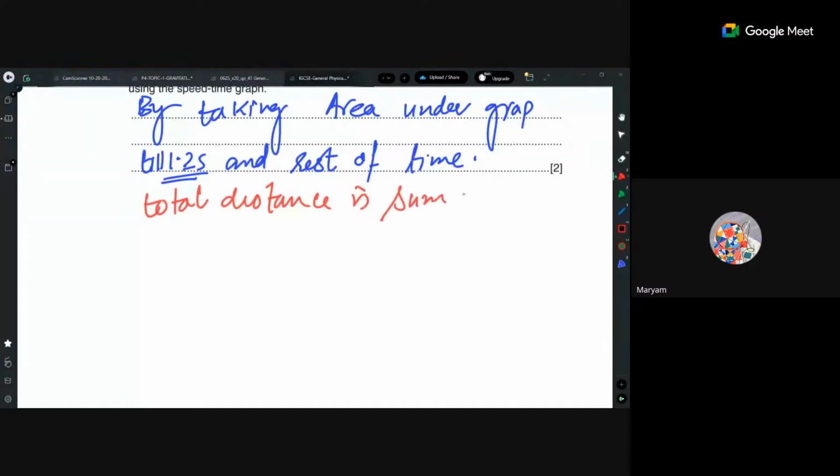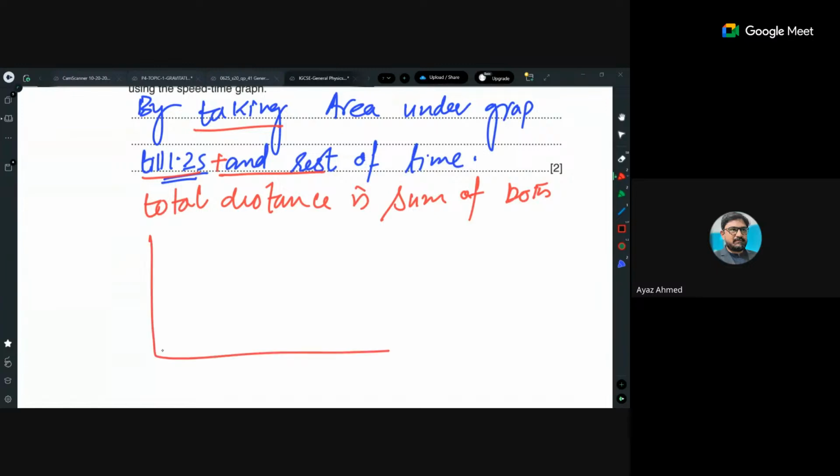So wouldn't it be the whole thing? I mean, from 0 to 3 seconds. Look, what did you write? That by taking area under the graph this and rest of this, and you can write plus here. For example, this is the graph, this one is the graph. So what will you do? This is still 1.2 seconds and this is still 3 seconds, isn't it?